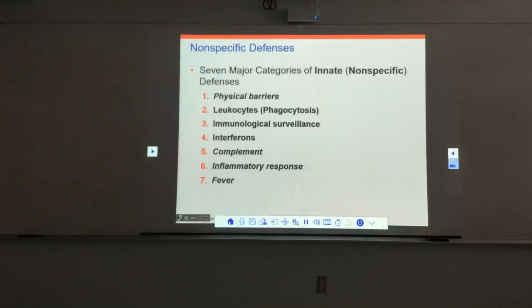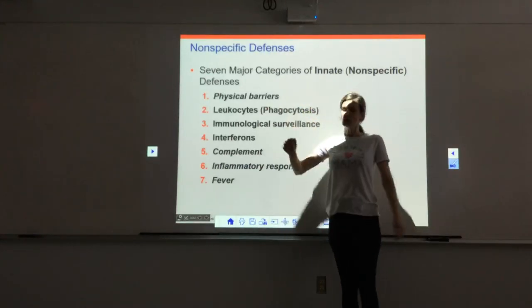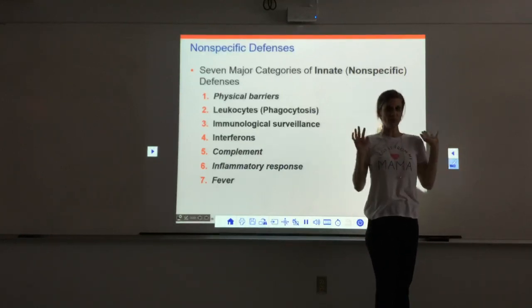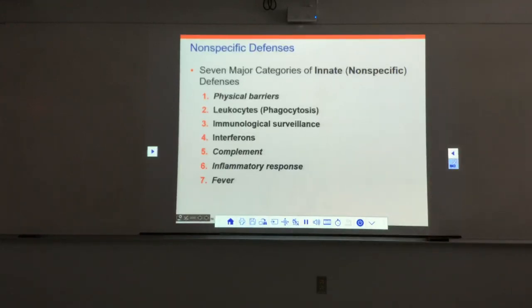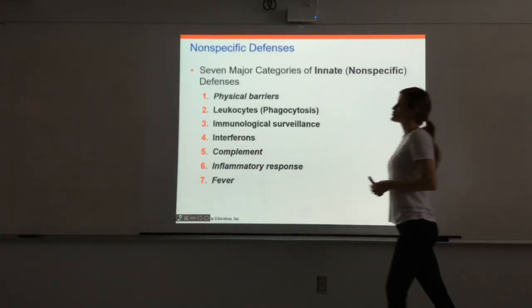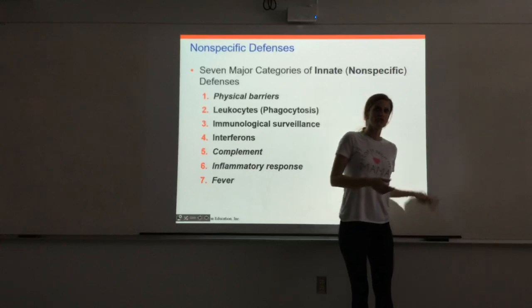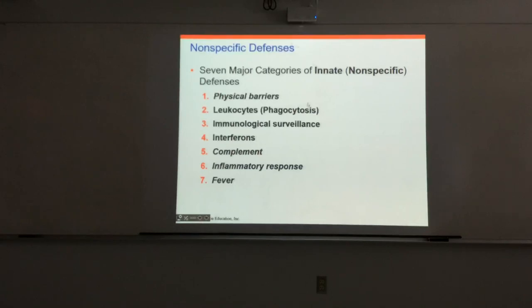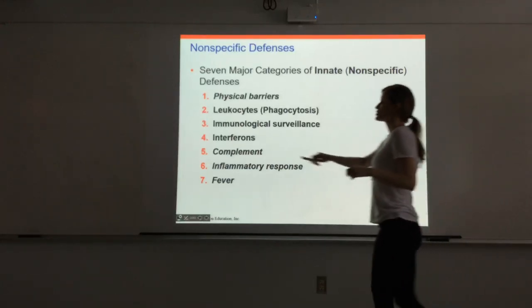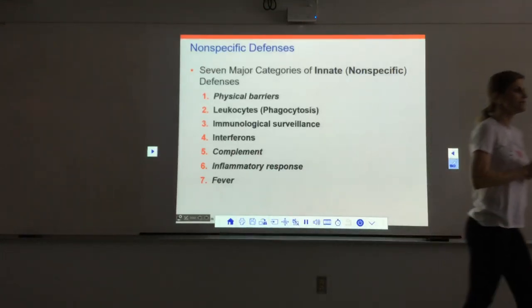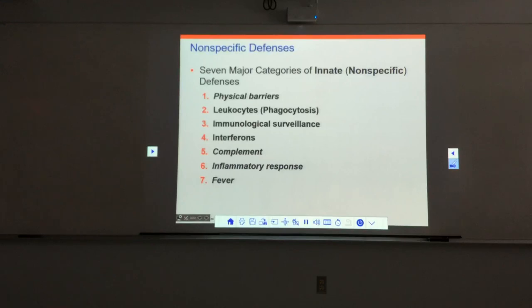We'll talk through each of these individually, but we'll talk about physical barriers. So things like skin, hair, mucous membranes, all of these physical components we have to try and keep the bad stuff out. We'll talk about the leukocytes that perform phagocytosis, things like macrophages, neutrophils, eosinophils that can phagocytize things that get past our barriers. Immunological surveillance is something that occurs because of our natural killer cells. We'll talk about interferons, which are extremely important in the fight against viruses. Complement proteins, which help antibodies. And then also inflammation and fever.